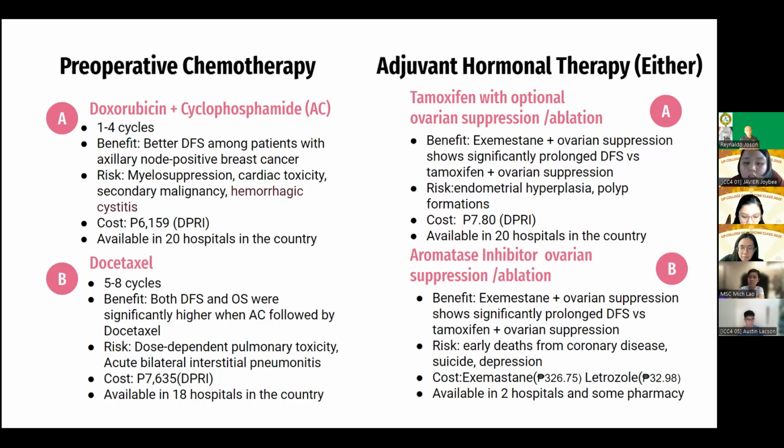So for the cost, some of these drugs are not in DPRI. The one in DPRI is letrozole, which is 32.98 pesos, while from our online research from Watson's, anastrozole is 106.5, and exemestane from Watson also is 326.75. So the letrozole is only available in 2 hospitals and some pharmacies.